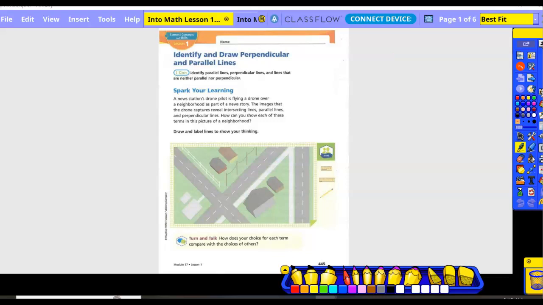Fourth grade math lesson 17.1. Identify and draw perpendicular and parallel lines. I can identify parallel lines, perpendicular lines, and lines that are neither parallel nor perpendicular.